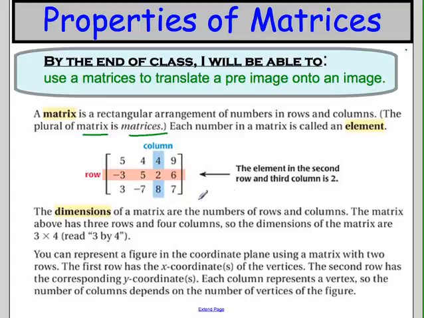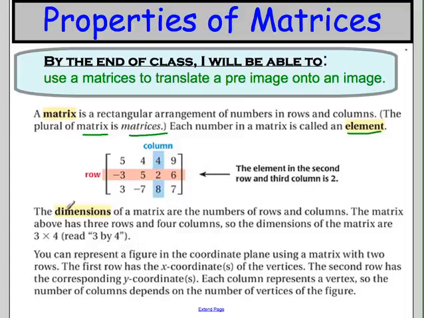Each of these numbers individually is called an element. When you draw them yourselves, make sure there's a little bit of space in between each one so you don't confuse this with a number like 5,449. Don't get confused.